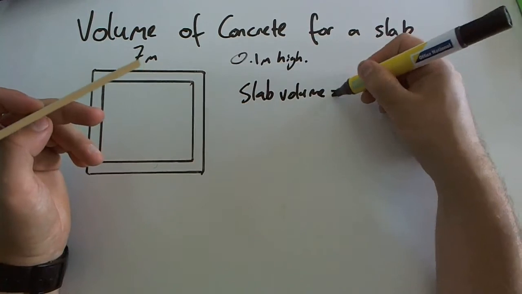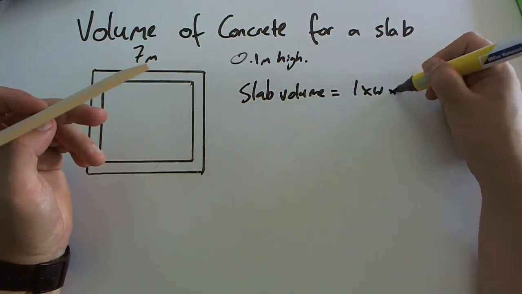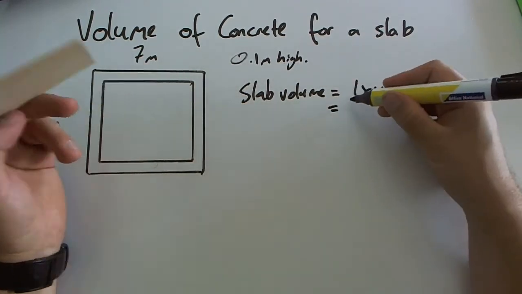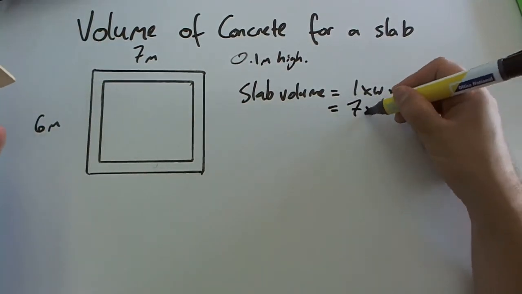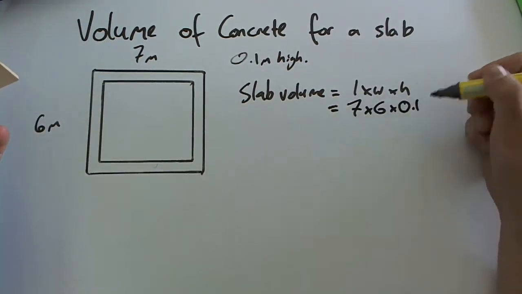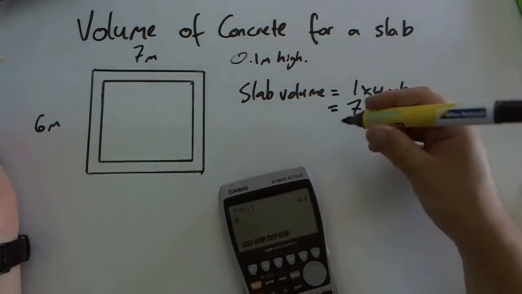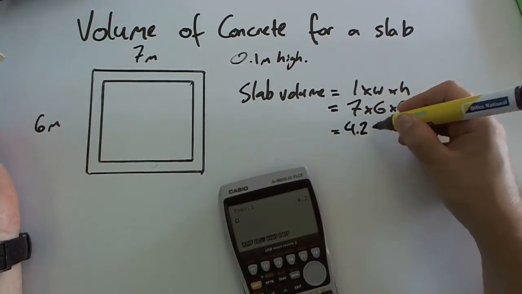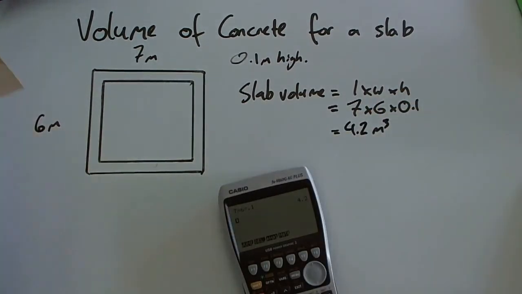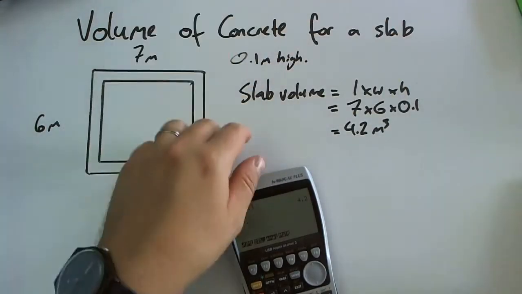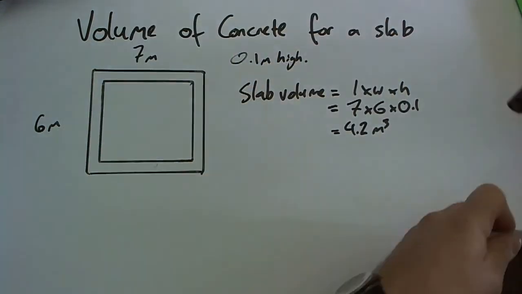So the slab volume is length times width times height, which is 7 by 6 by 0.1, which is 4.2 cubic meters. Okay, slab's done. Put it away. Next up, footings.